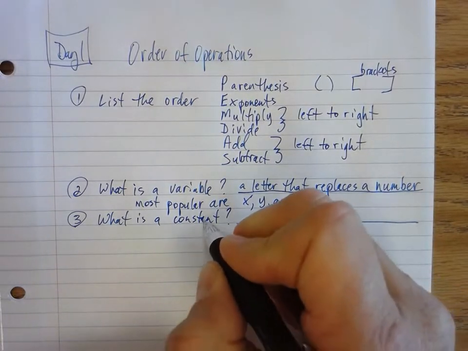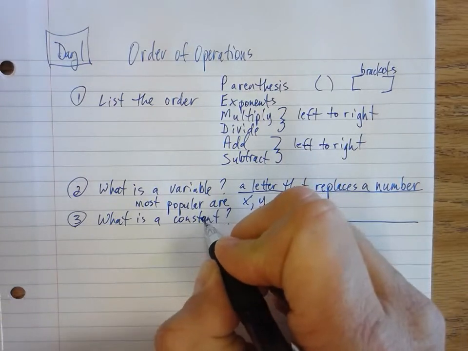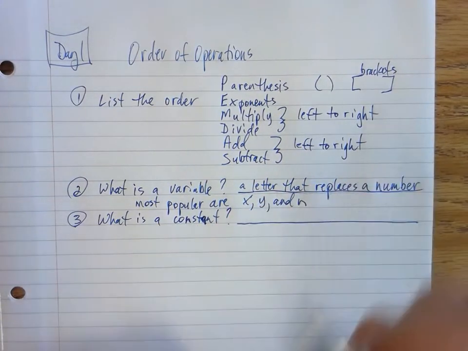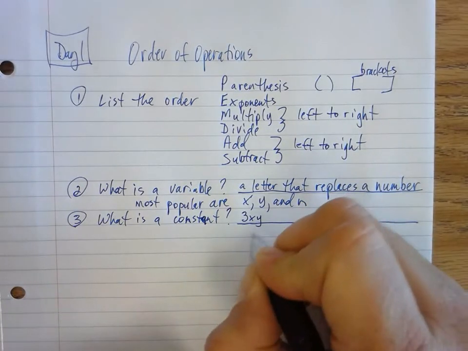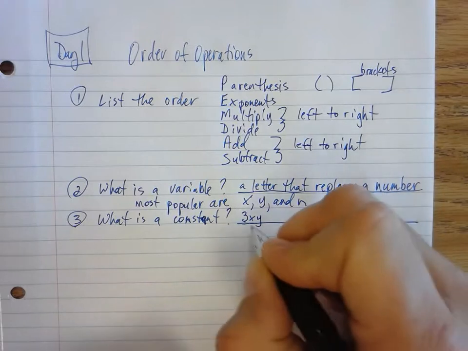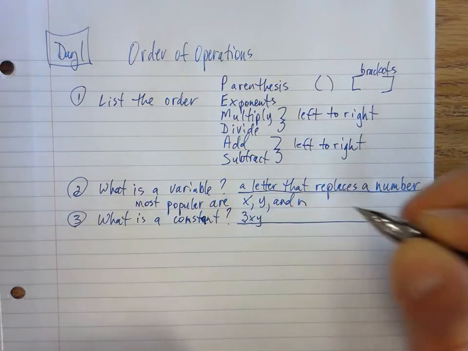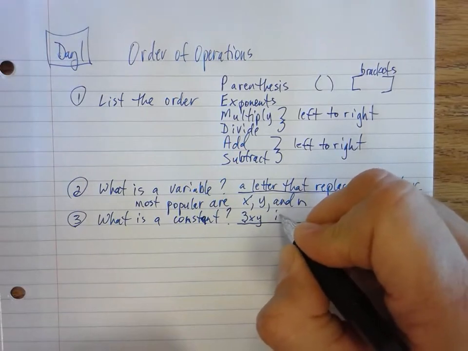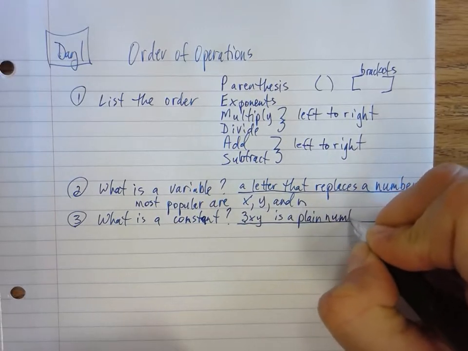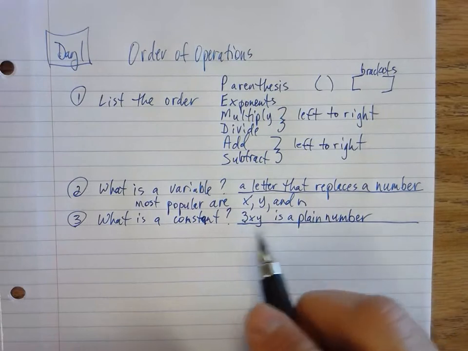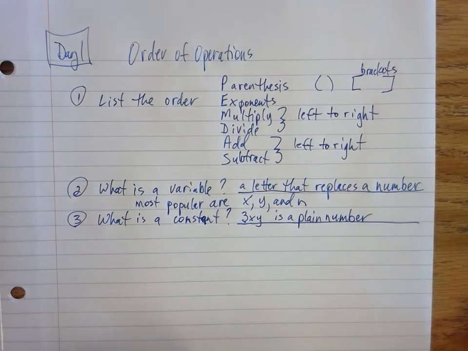All right. Now constant. So it's C-O-N-S-T-A-N-T. Constant. My handwriting's not so good. All right. A constant is a number. The 3, of course, is the number, so it would be considered the constant. The x and y are the variables. So, a constant is a plain number. Alright, so in 3xy, the 3 is the constant. Of course, the x and the y are variables.